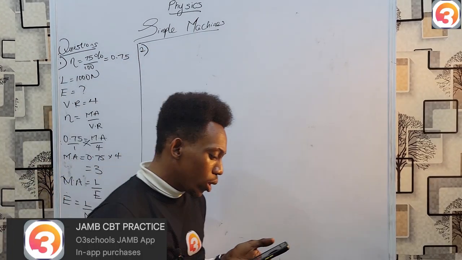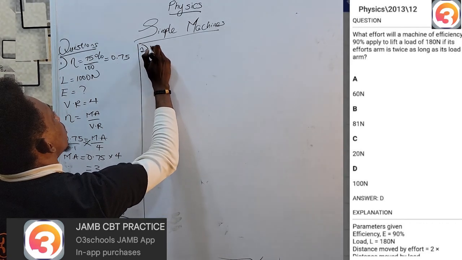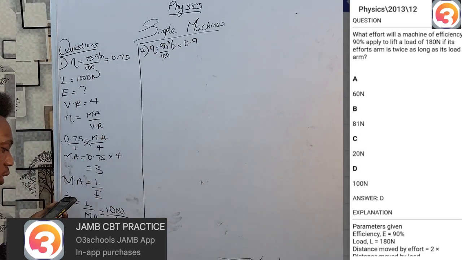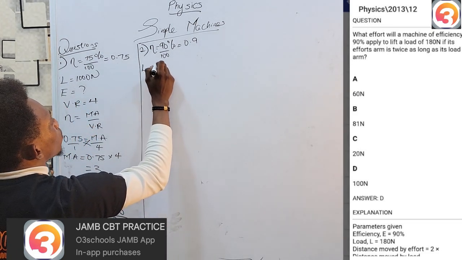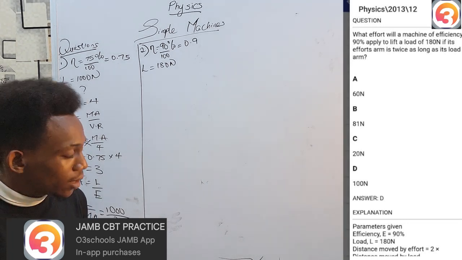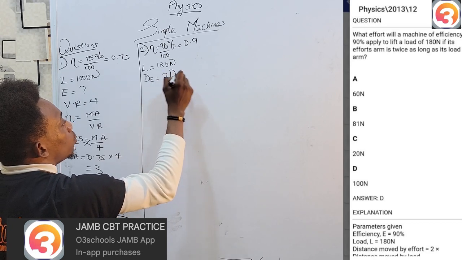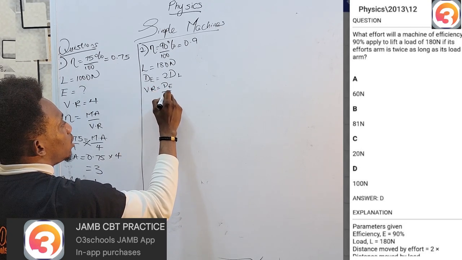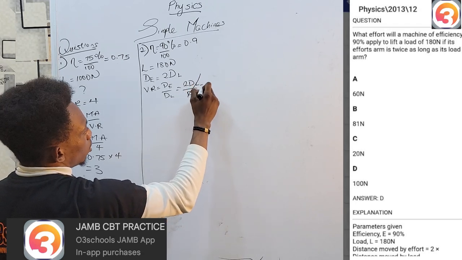This is from 2013, question 12. What effort will a machine of efficiency 90% need to lift a load of 180 newton if its effort arm is twice as long as its load arm? Efficiency is 90%, and divided by 100, that's 0.9. The effort arm, which starts by effort, is twice, two times, the load arm. So first things first, VR equals DE over DL. Distance moved by effort is 2 times distance moved by load. When the distance moved by load cancels out, VR is 2.